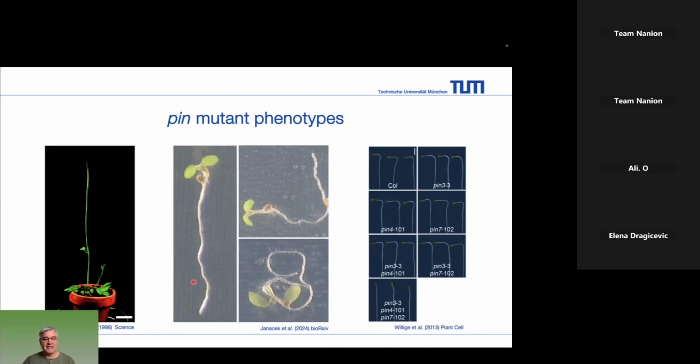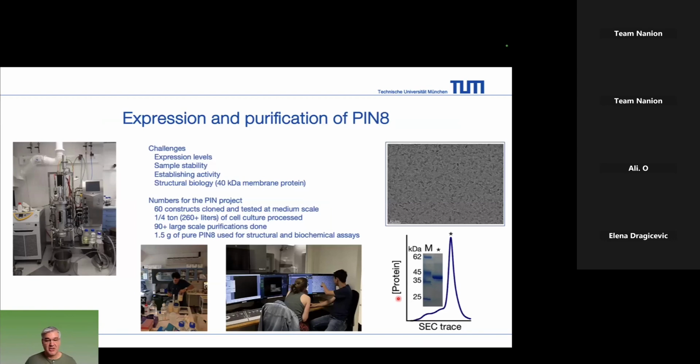And what you can see here is a collection of PIN mutant phenotypes. This here is the PIN1 mutation that gives rise to this pin-shaped inflorescence. Closely related genes such as PIN2, shown here, these seedlings cannot grow towards the gravitropic vector anymore, and a PIN3,4,7 triple mutant fails to grow towards the light. So these are typical auxin responses, and PINs are underlying all of these mutations.